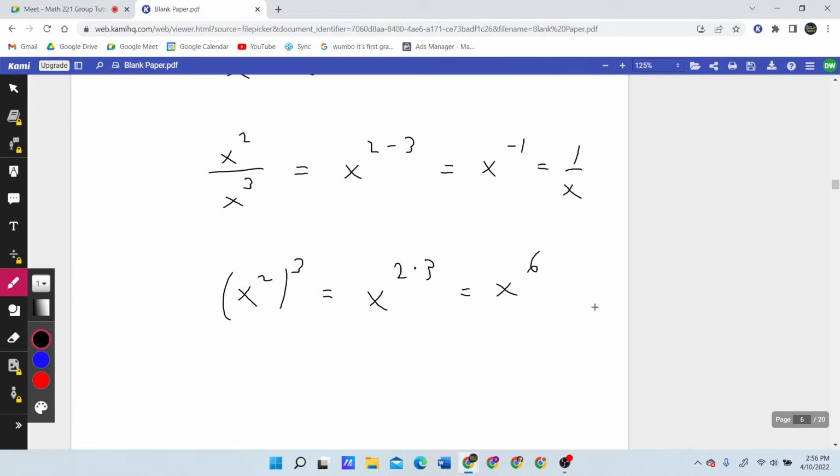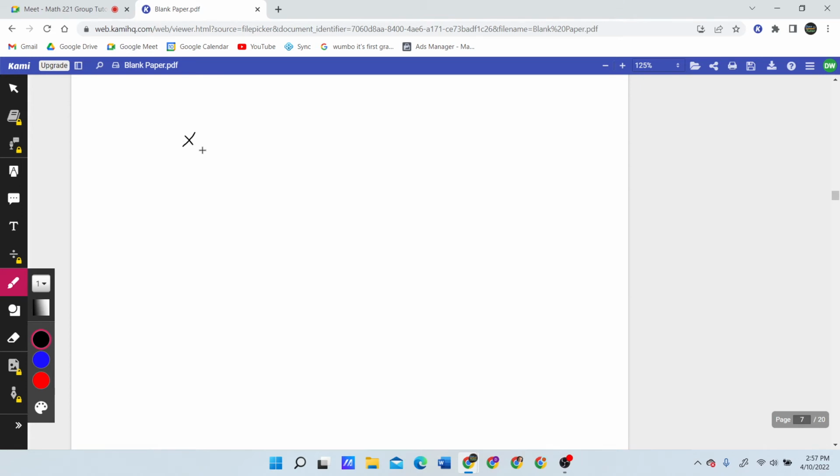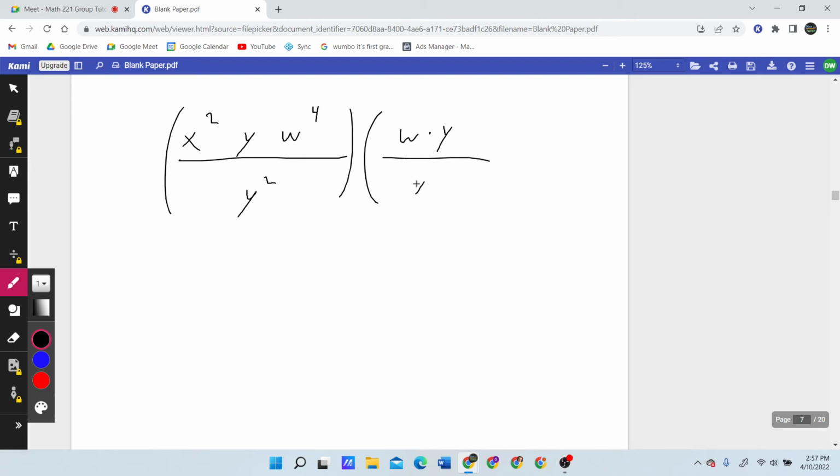So first let's look at this problem just to practice with our exponential manipulation. Let's say I have a fraction, x squared times y times w to the 4th, divided by y squared, and I'm going to multiply that by w times y divided by x cubed. I want to know what the result is. I want to put this in the most simplified form possible.